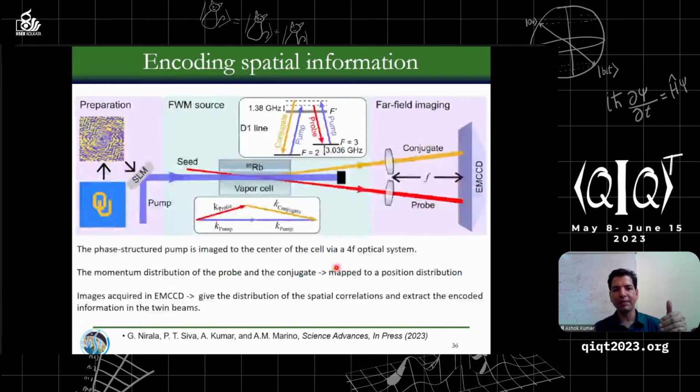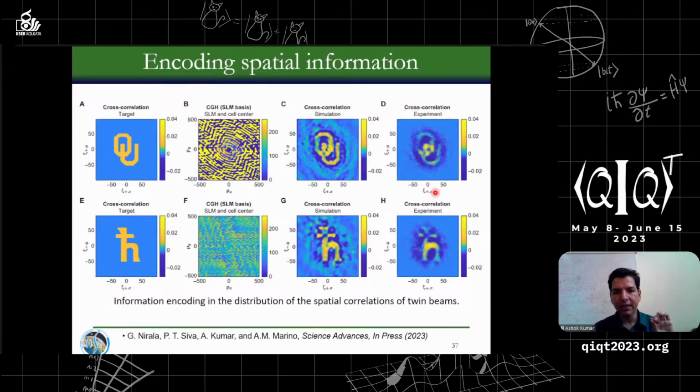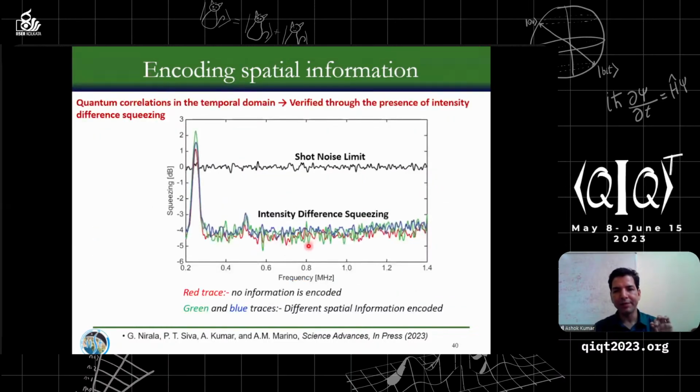So what I mean by that is, instead of the EMCCD camera, you can use just a flip mirror and then detect these beams on a photo detector and look at the intensity difference squeezing. And it turns out that these beams have the spatial profile in their beam. So if you look at this, this was our shot noise limit. This red trace was our squeezing without any pattern actually.